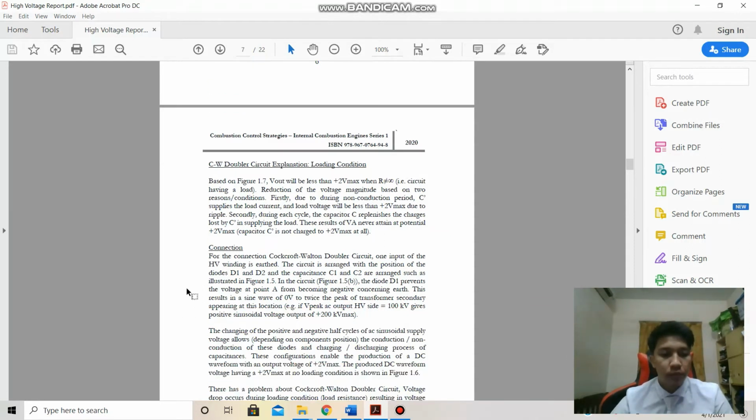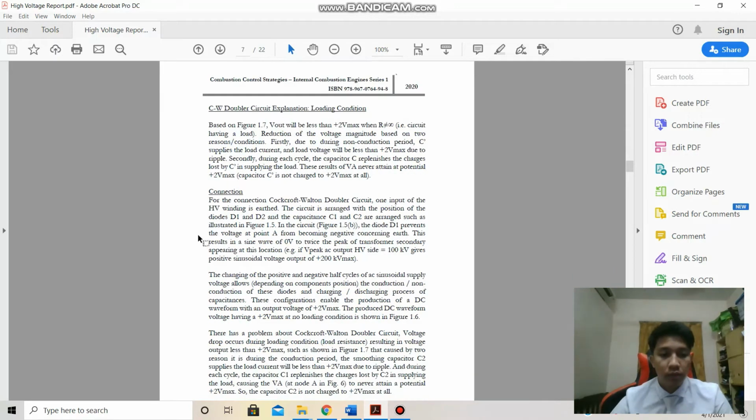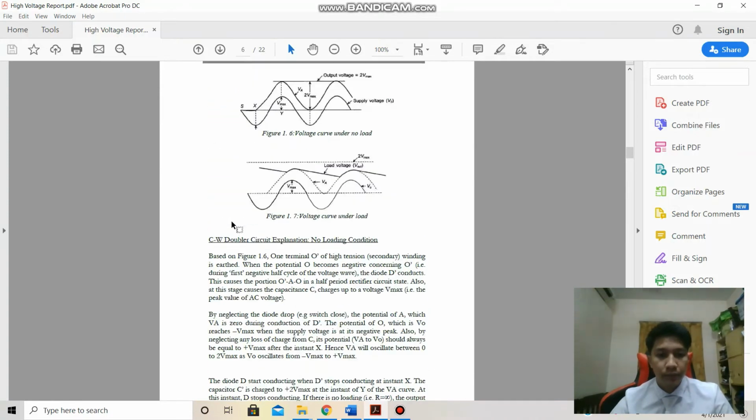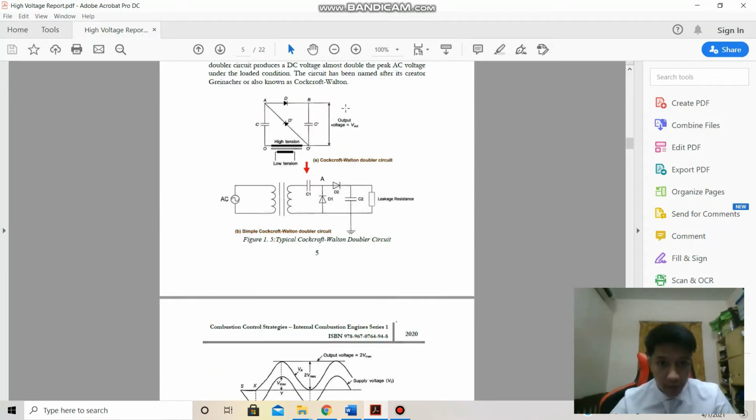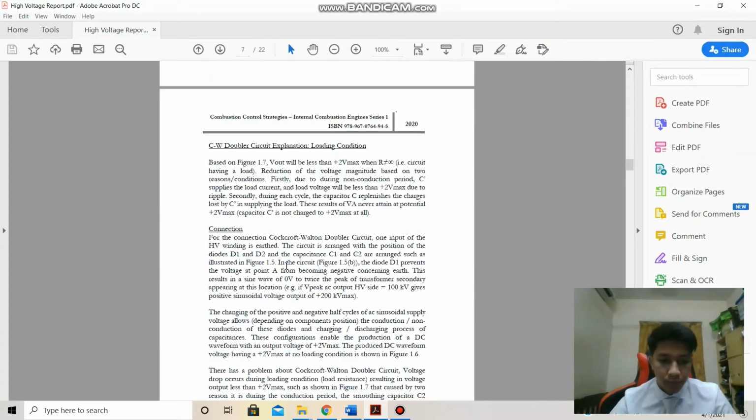Okay, for the connection, one output of the high voltage winding is earthed, and the circuit is arranged with the position of diode 1 and diode 2, and capacitor 1 and capacitor 2. They are arranged as illustrated in this figure. You can see capacitor 1, capacitor 2, diode 1, diode 2.